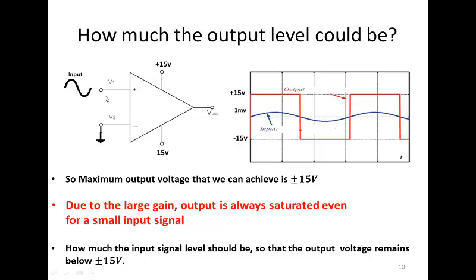Even if you further reduce the input to a quarter, let's say 0.25 millivolts, the output would be equal to 50 volts. Again, output cannot be at 50 volts. Output would be saturated, and you will get 15 volts. So for any input even in millivolts, you are getting the output at saturation.